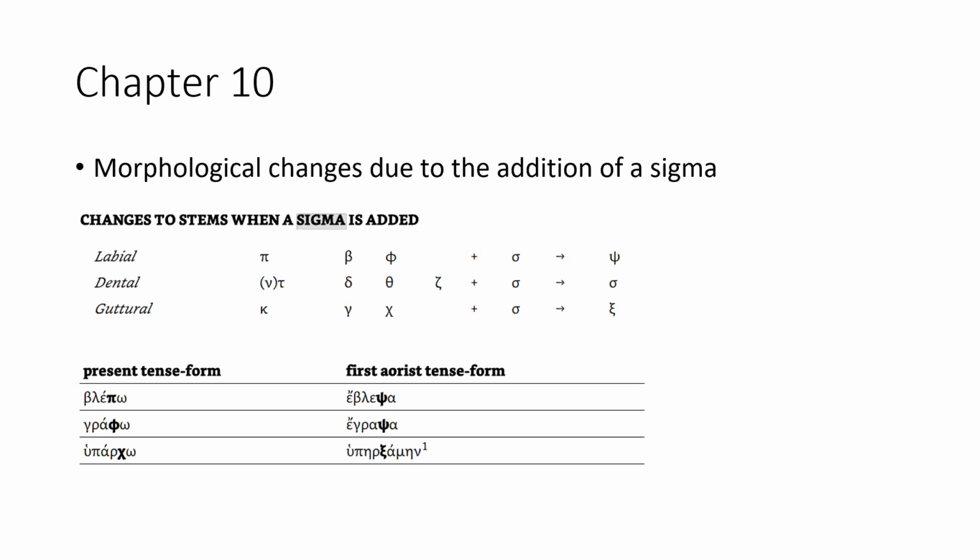So what does this look like? Well, the present tense form blepo, whenever you add the sigma, it becomes eblepsa. Grapho becomes egrapsa. Huparco becomes huperxamen. So this becomes fairly intuitive after a while, but it helps if you know this chart and get the feel for it.